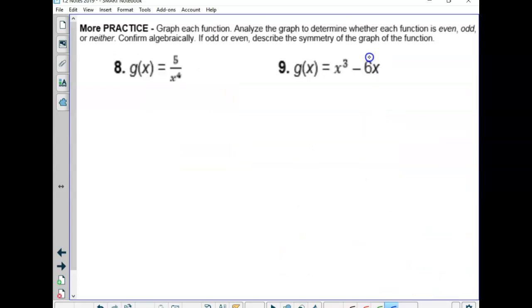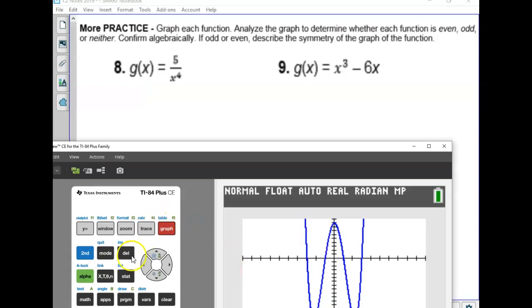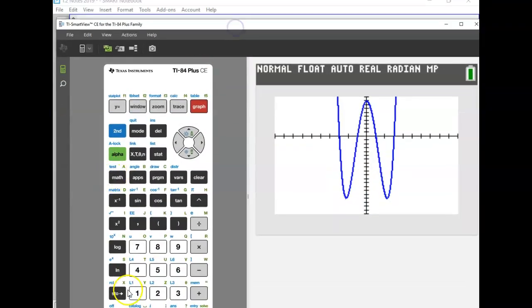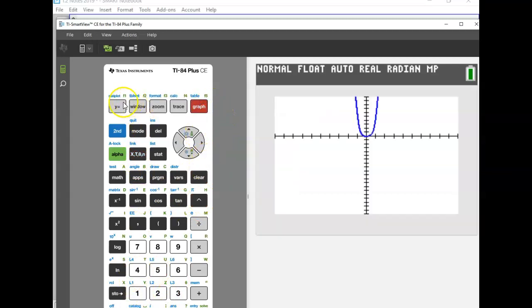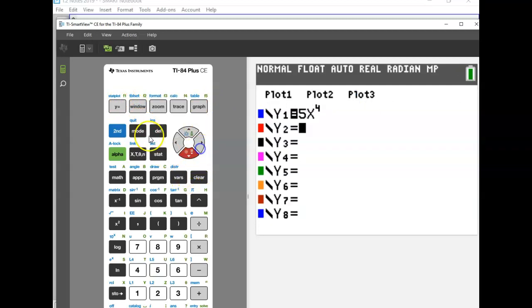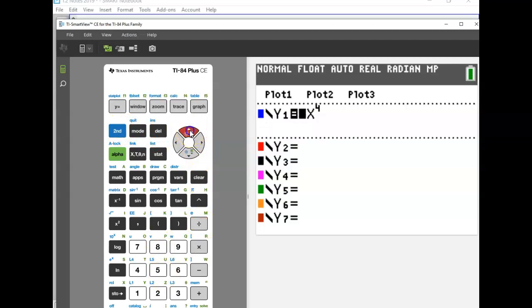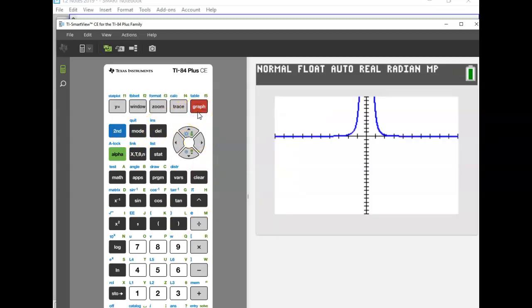All right, number 8. Anybody graph that bad boy yet? I think it's a volcano. That's what I call a volcano. 5x to the 4th. Oh, it's 5 over x to the 4th. I just forgot to divide. Oh, good. I put the divide on the wrong line. Try again. Does it look like that?